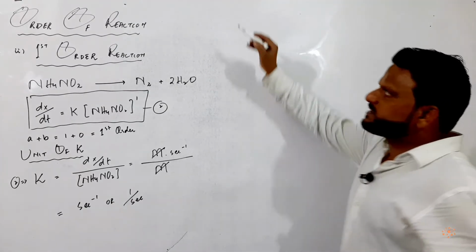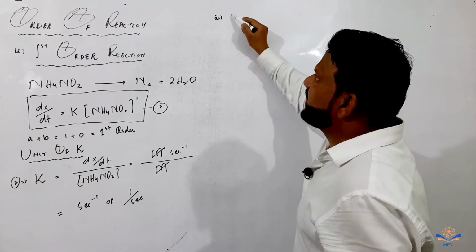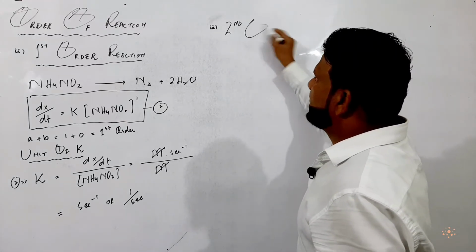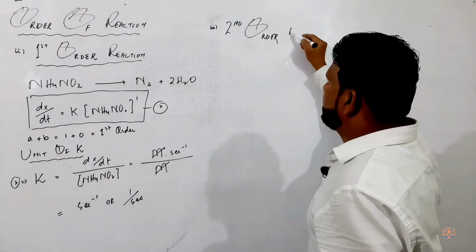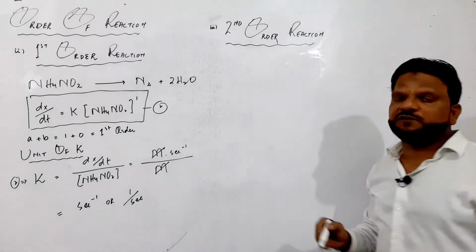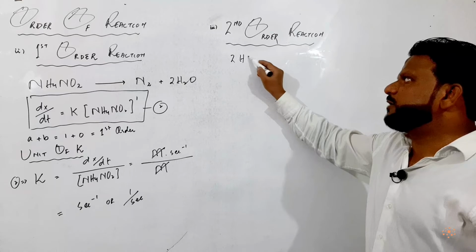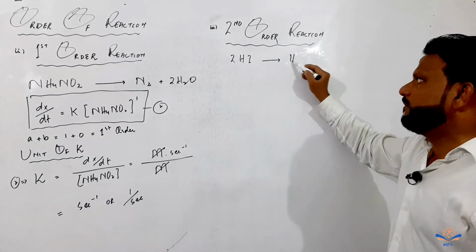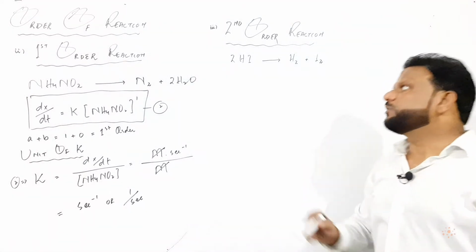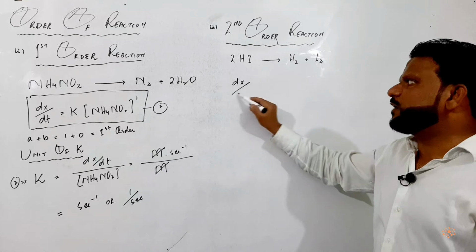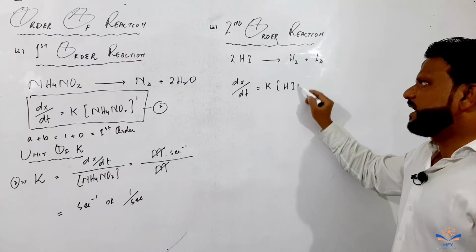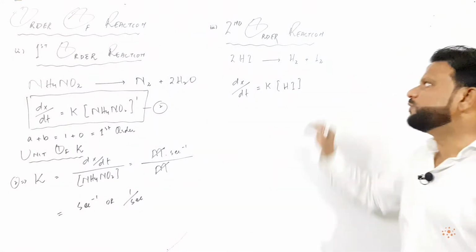Now we are going to move towards the third reaction, that is second order reaction. Just take the example of decomposition of hydrogen iodide. When 2 moles of hydrogen iodide decompose to form hydrogen gas and iodine gas, according to rate law the rate expression for this chemical equation will be dx/dt equals K, active mass of only hydrogen iodide, and the coefficient is 2.